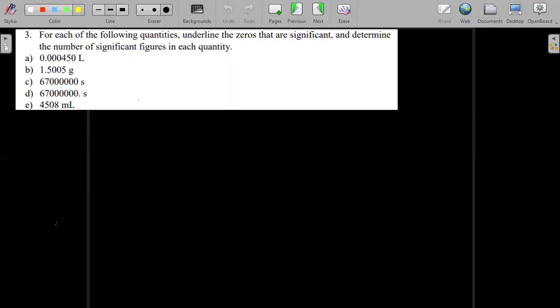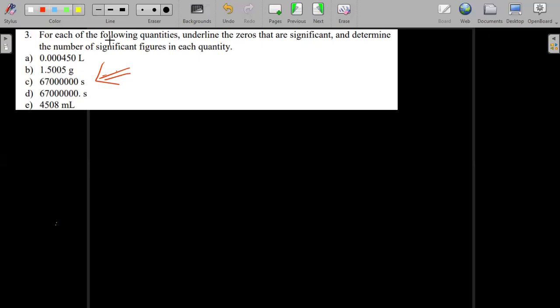Okay, let's look at question 3. So question 3 now, they're saying for each of the following quantities, underline the zeros that are significant and determine the number of significant figures in each quantity. So before we can even answer any question here, we have to go over the rules when it comes to significant figures.